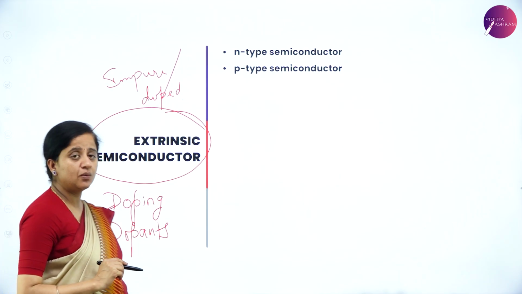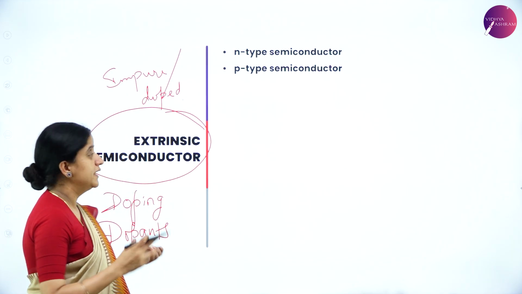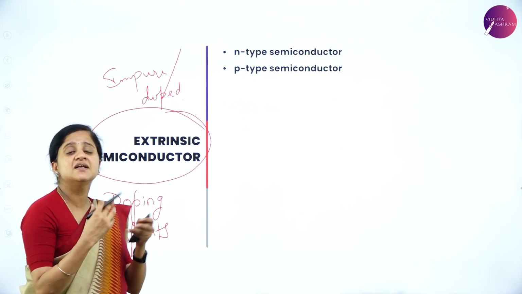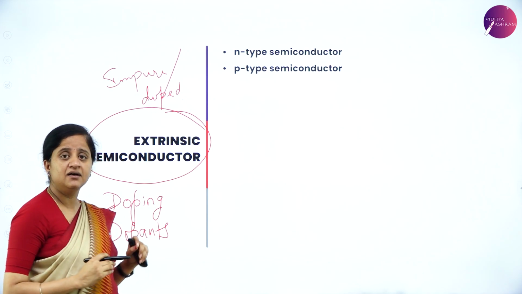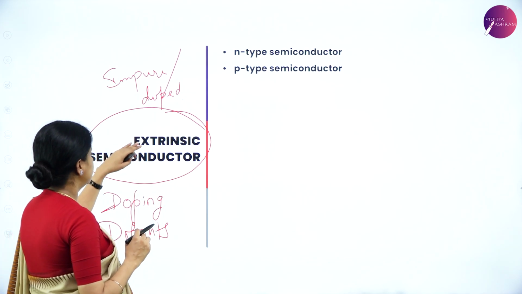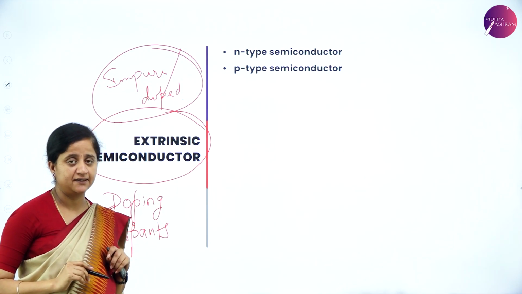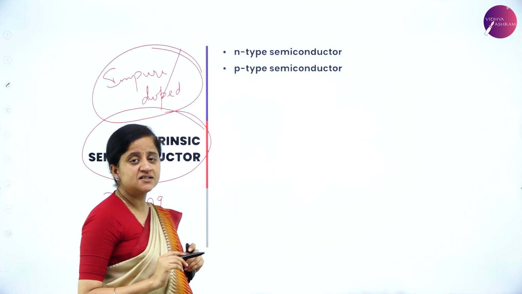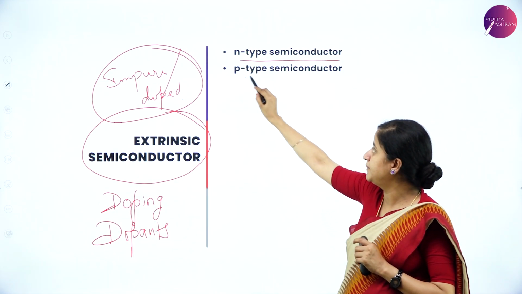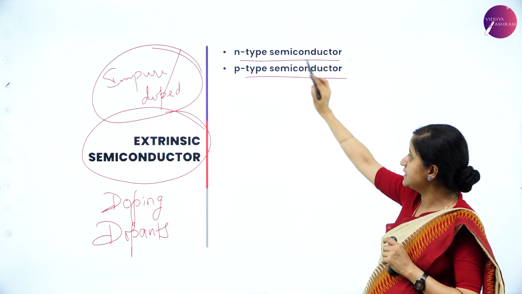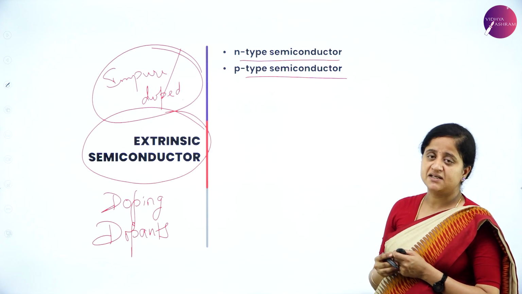So what are these dopants? Dopants are nothing but the impurities that we add to intrinsic semiconductor to increase its conductivity at room temperature, and we get another type of semiconductor, that is extrinsic semiconductor, which is basically a doped semiconductor. These extrinsic semiconductors are classified as N-type semiconductor and P-type semiconductor. So what is N-type semiconductor? How do we get N-type semiconductor? How do we get P-type semiconductor?